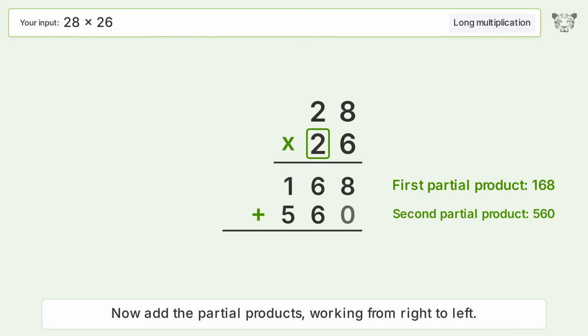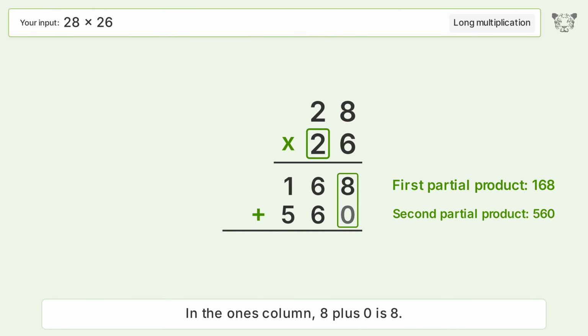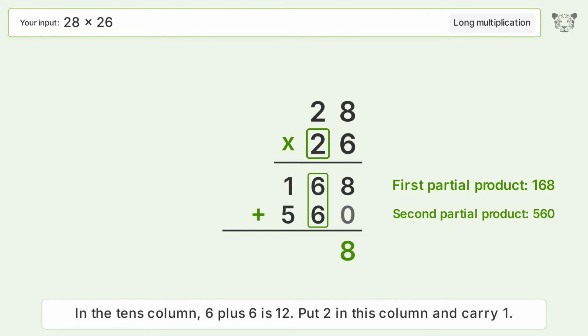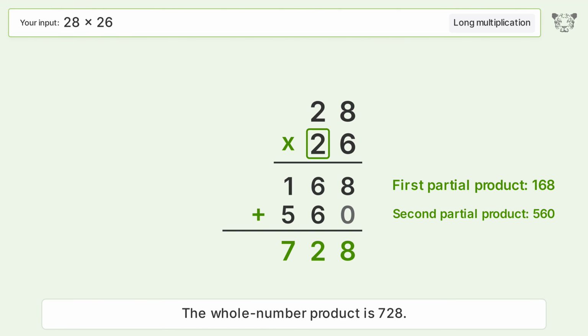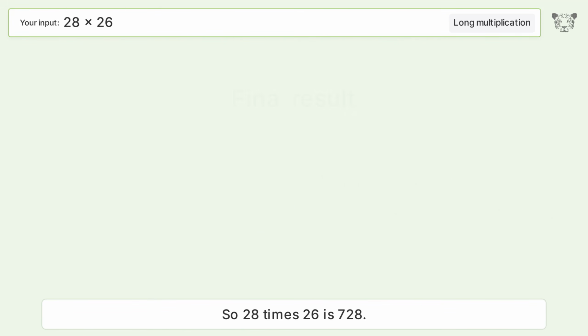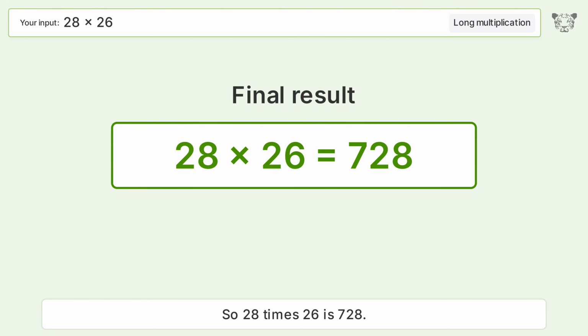Now add the partial products, working from right to left. In the ones column, 8 plus 0 is 8. In the tens column, 6 plus 6 is 12. Put 2 in this column and carry 1. In the hundreds column, 1 plus 5 plus the carried 1 is 7. The whole product is 728. So 28 times 26 is 728.